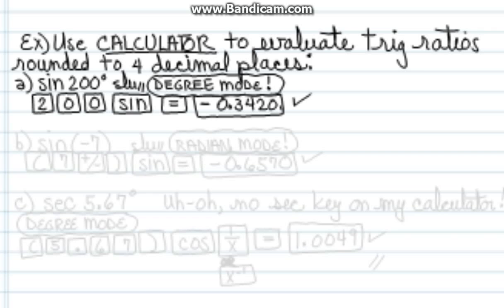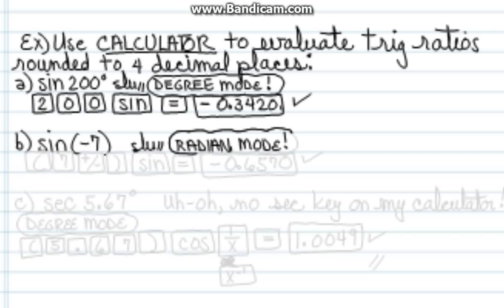Let's do another one, part B. Part B, we're going to evaluate the sine of negative 7. Now, there's no mention of degrees here. It just says negative 7, the number, the real number, negative 7. If it's just a real number, it's radian mode. So get your calculator into radian mode and then punch the following buttons.